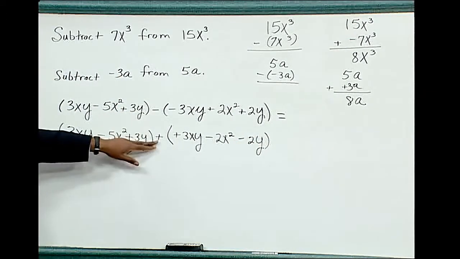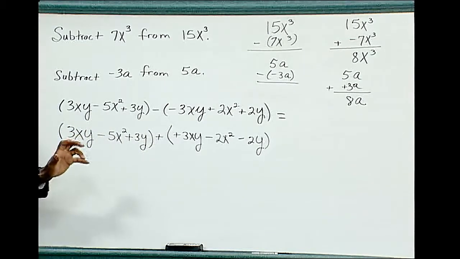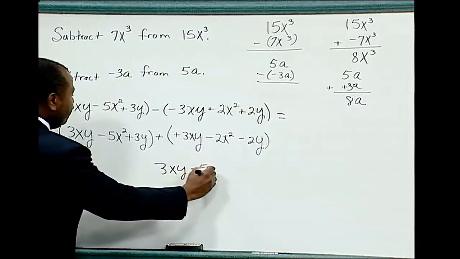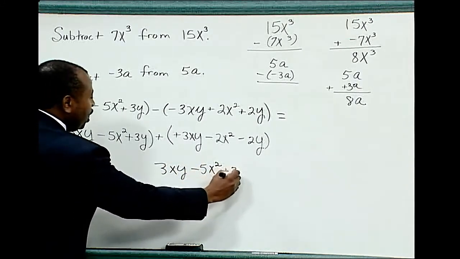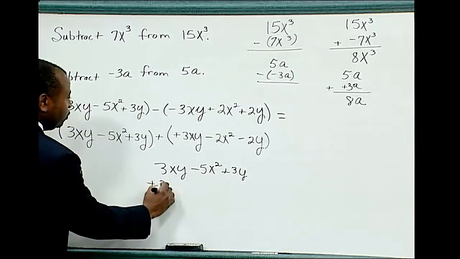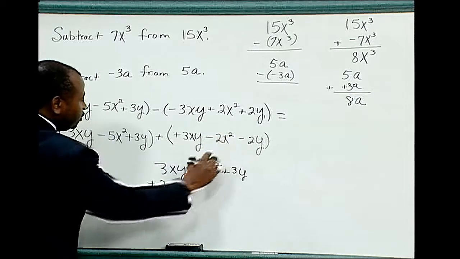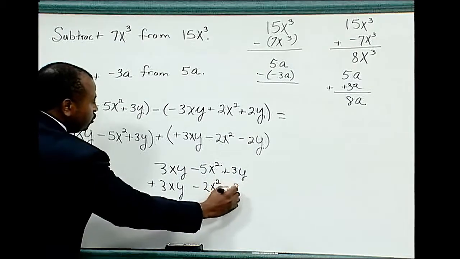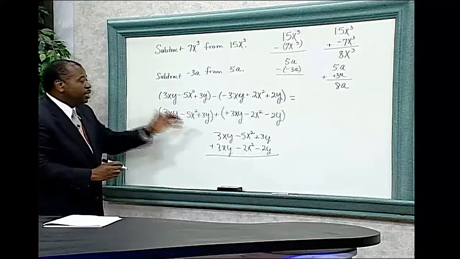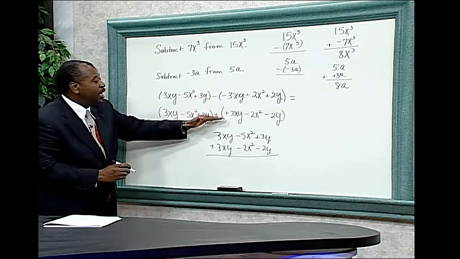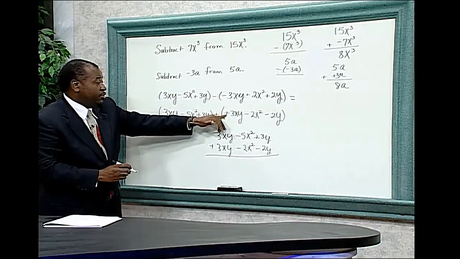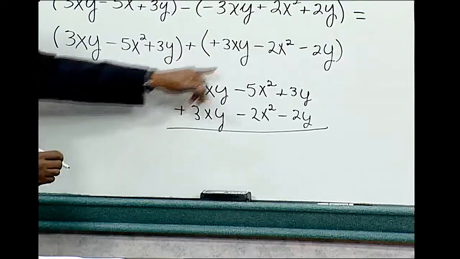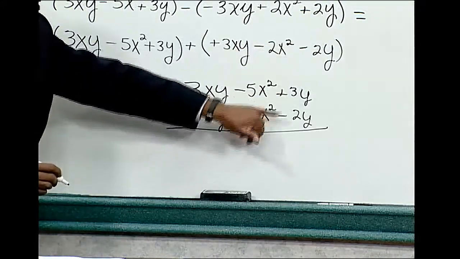After we've changed subtraction to addition, now we're going to use the addition rules. Let's align the problem vertically. 3xy minus 5x to the second power plus 3y, plus 3xy minus 2x to the second power minus 2y. Be careful and make sure that you copy all the signs down in the second expression, just like the signs are with the number. Positive, negative, and negative.